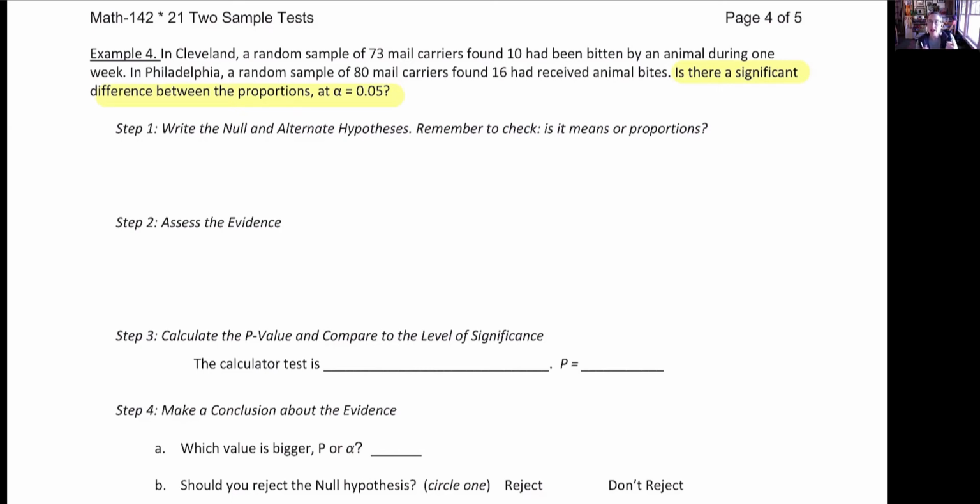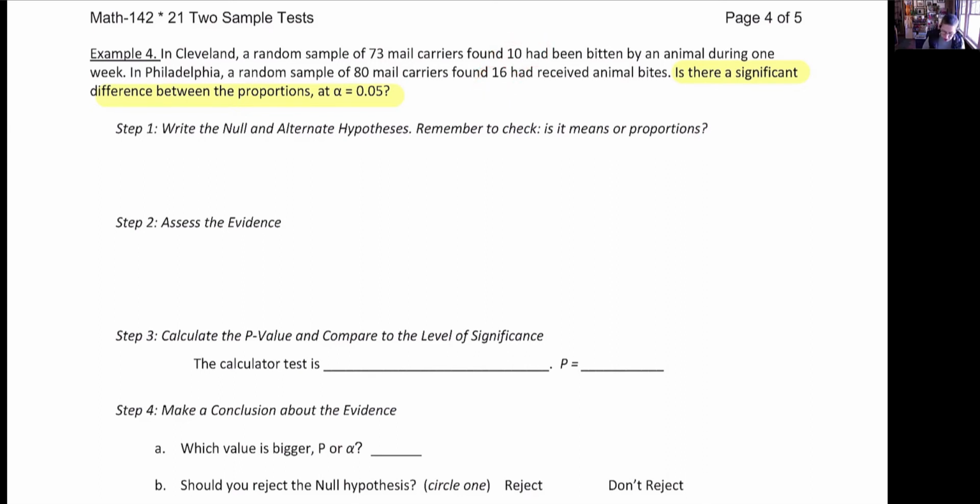On the face of it, it looks like Philly had more dog bites, right? Because Philly had 16 animal bites, but Cleveland only had 10. But then you look a little further and go, wait a minute, the sample in Philly had 6 more carriers. So is it really an increase? Because the samples are different. Proportionally, is it different? And this is the problem with looking at raw numbers versus looking at the proportion.